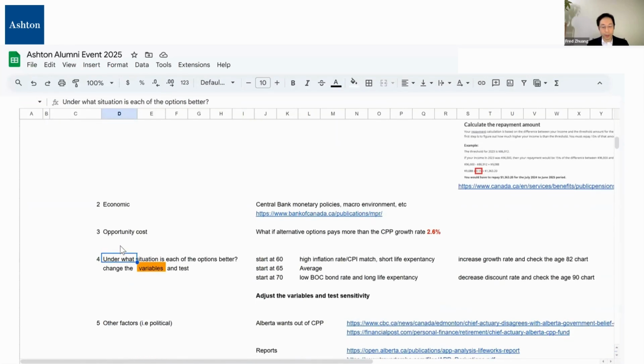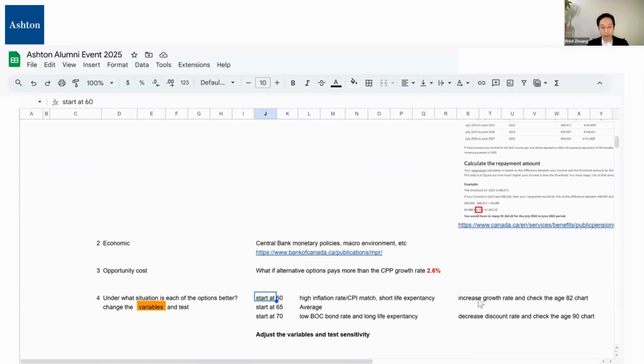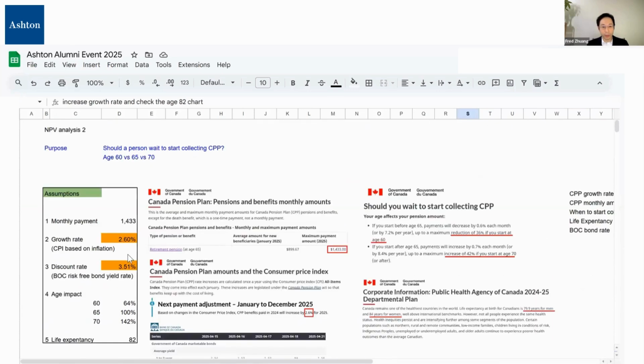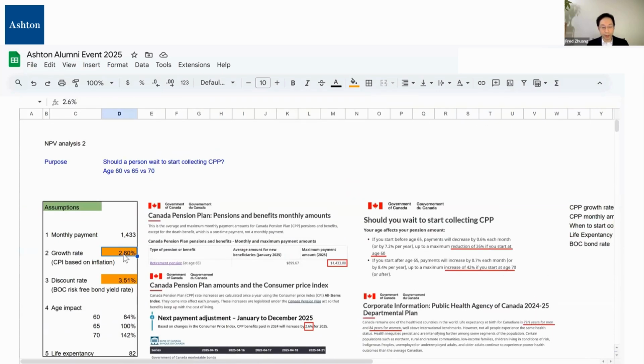So to summarize, we need to answer the question, which of the three situations is better? So we're gonna go ahead and change the number. We're gonna change this growth rate. So let's assume the country is not doing well and the inflation rate is really high. We're gonna change this to 10%.